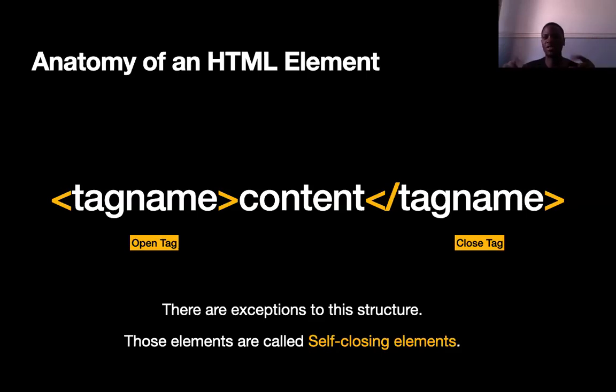An open tag basically consists of these angle brackets and the tag name in between. That is the open tag. Then we have the content, right? And then we have a closing tag or a close tag. Note that the difference between the open tag and the close tag is the slash. That's basically the difference, right? While there are exceptions to this structure, this is the fundamental structure of any HTML element. It's basically a set of tags that encloses a content.